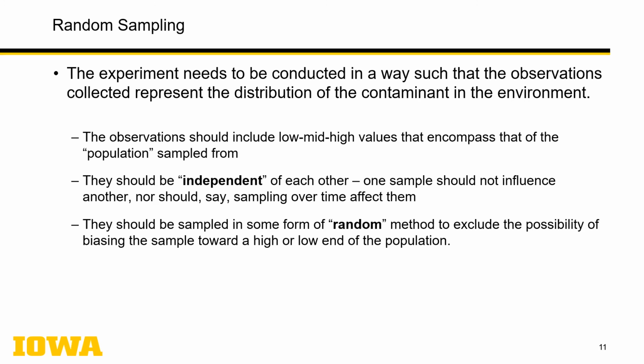And finally, of course, there should be some sort of way of randomizing the collection system. So that is necessary to exclude, again, the possibility of biasing the sample one way or the other.